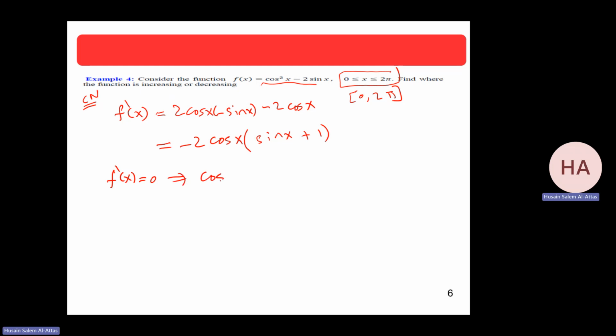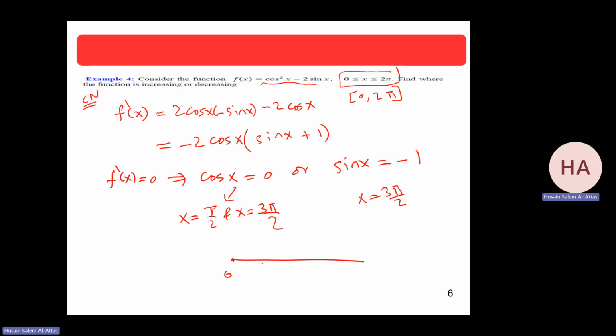I'm getting what? Cosine x equals 0 or sine x equals minus 1. Cosine x equals 0, what is the value? Cosine x will be 0 at pi over 2 and x equals 3 pi over 2. Sine x equals minus 1, then x equals 3 pi over 2. Yes, 3 pi over 2, correct. So it means, this is 0, this is 2 pi, so I need pi over 2 and 3 pi over 2.